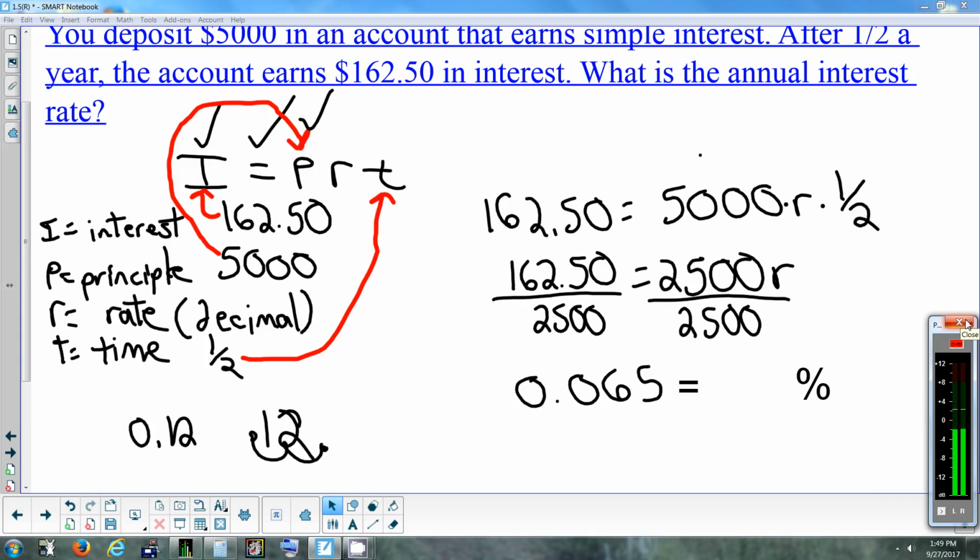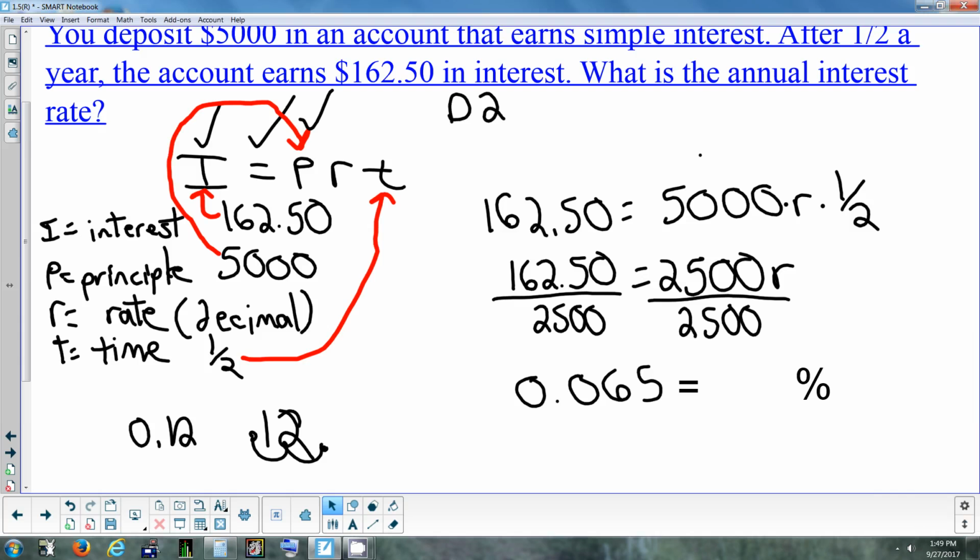Do the exact opposite. When I'm going from percent to decimal, I think of it like this: D to P. When I go from percent to decimal, it's 2 to the left. When I go from decimal to percent, I go 2 to the right. That's how it works. So now I'm going from decimal to percent. I go 2 to the right. 1, 2. What is that?